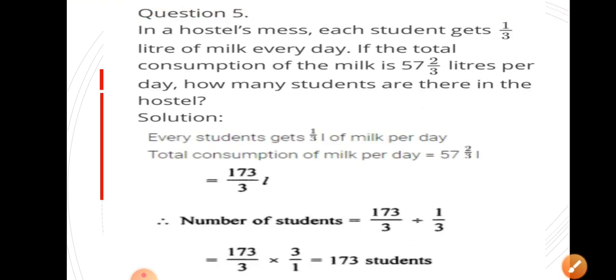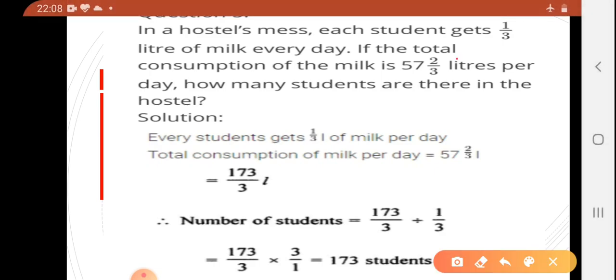Question number 5. In a hostel's mess, each student gets 1/3 liter of milk every day. If the total milk consumption is 57 whole 2/3 liters per day, how many students are there in the hostel? Same type of question as question number 3 was there.